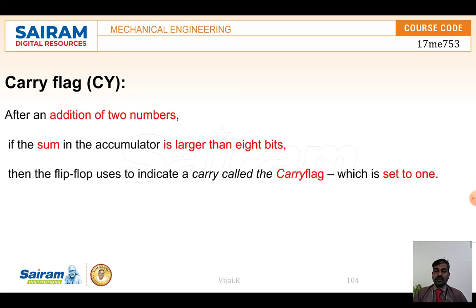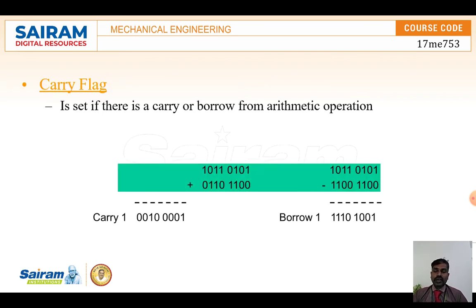When adding two numbers, if the result is more than 8 bits, then a 1 is going to be taken by the carry flag, and it will be set to 1. So we have an extra digit when we have an extra bit. After addition of two numbers, if the sum in the accumulator is larger than 8 bits, say 1011 1011 and a 1 is extra, that says some extra is there. So the carry flag will be set to 1 when it has an extra digit, okay? This is what the carry flag will do here.